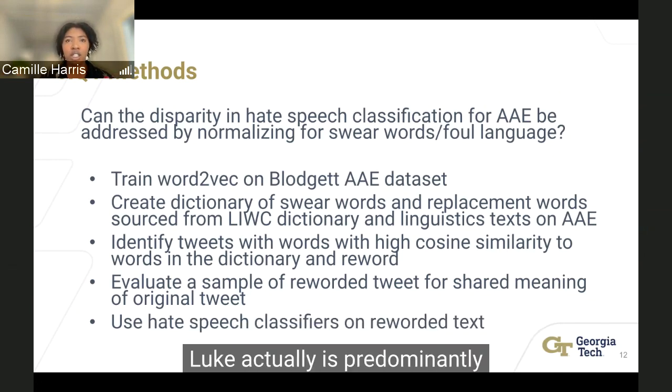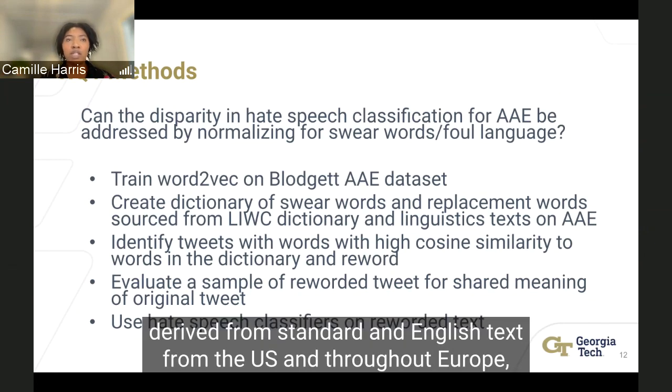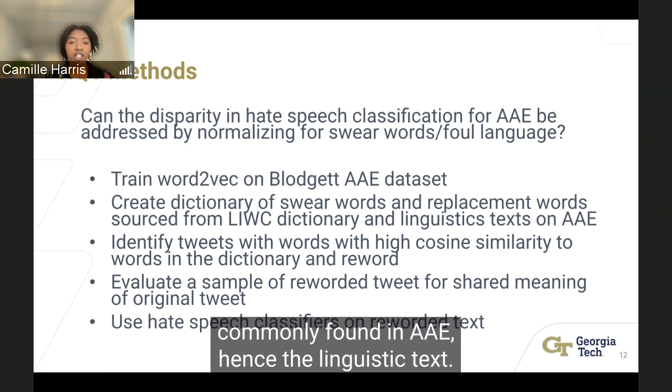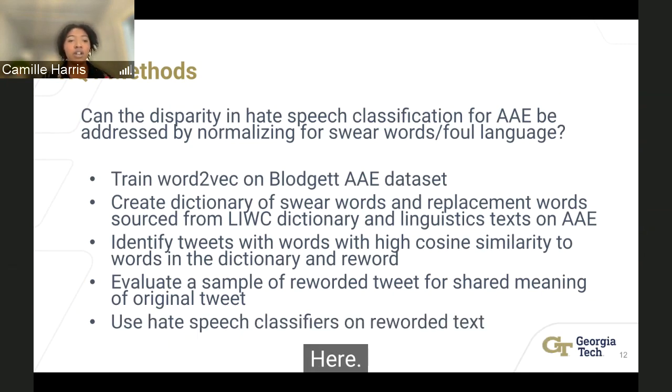Luke actually is predominantly derived from standard English text from the US and throughout Europe. And so to do this, we needed to heavily supplement for swear words that are more commonly found in AAE, hence the linguistic text here.